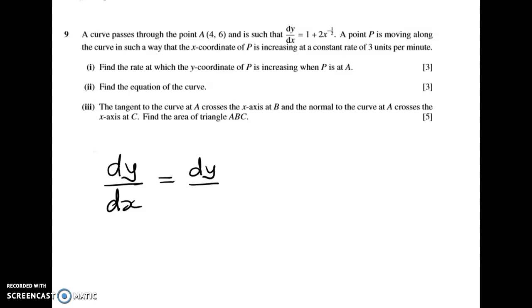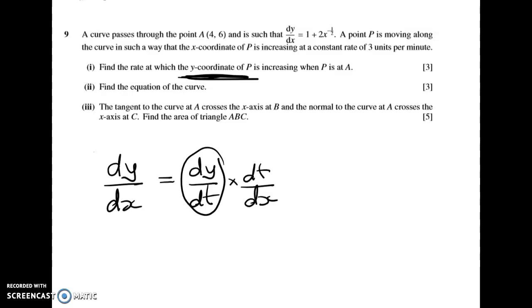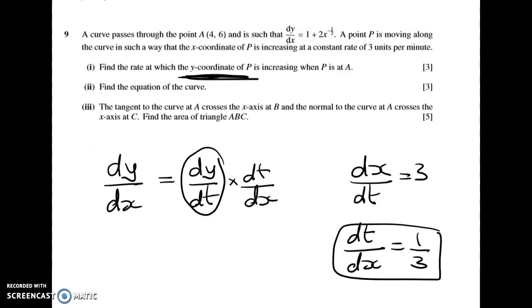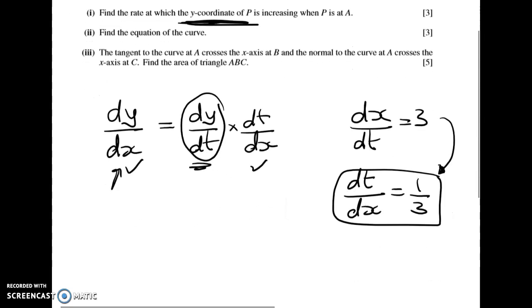Well, we've got dy by dx is equal to dy by dt times dt by dx by the chain rule. Now we need to find dy by dt in here, but we know dx by dt is equal to 3. Now that means that dt by dx is equal to 1/3. Okay, so we can treat these a bit like we treat fractions. So that's good. And now we can find this one here.